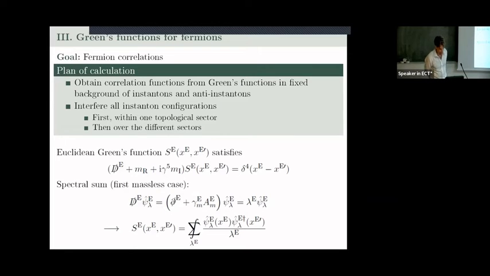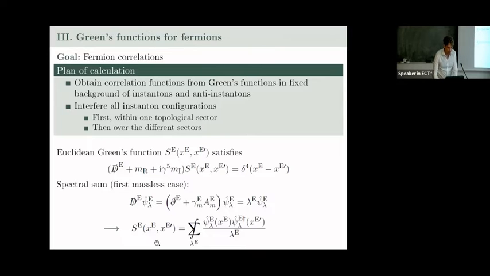Now let's go and look at the calculation. So we want to calculate fermion correlations. I've already outlined this a bit. We first calculate the Green's function, which is the inverse of the Dirac operator in the background of one instanton. And then as a second step, we need to go from the Green's function to a correlation function. And therefore we have to basically integrate over all quantum fluctuations.